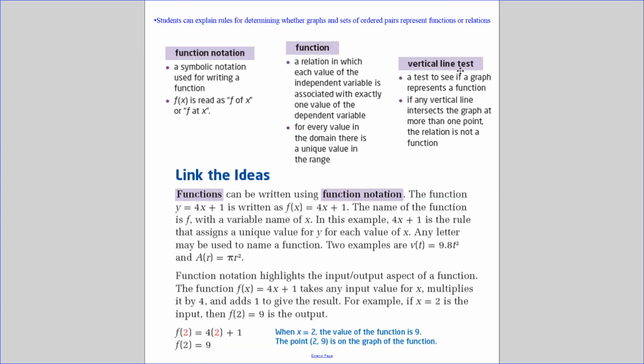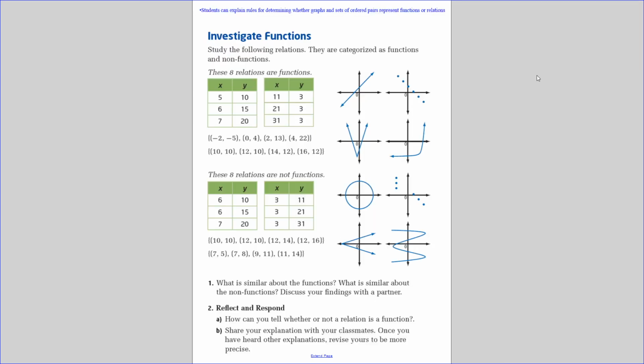A function is a relation where each value of the independent variable is associated with exactly one value of the dependent variable. In easier terms, there is only one y value for each x value. That's what I meant to say.